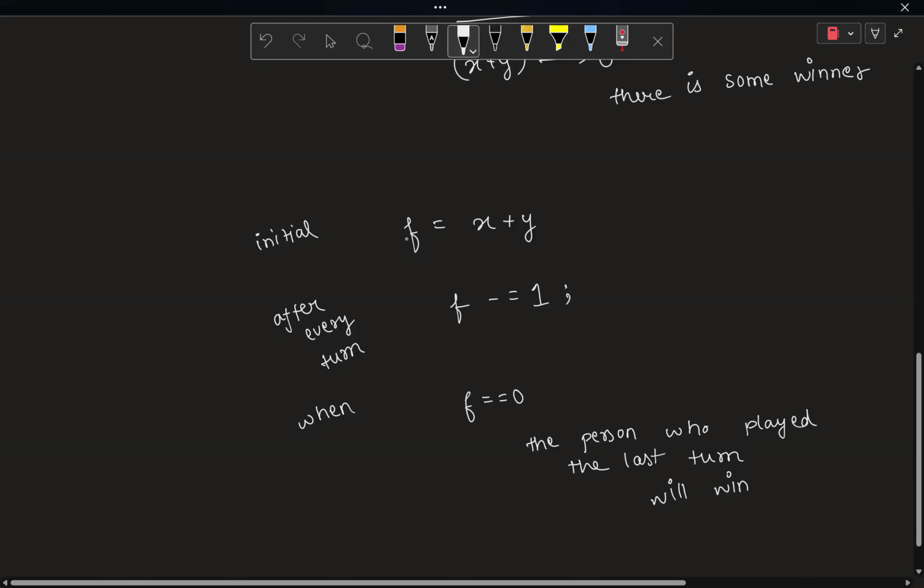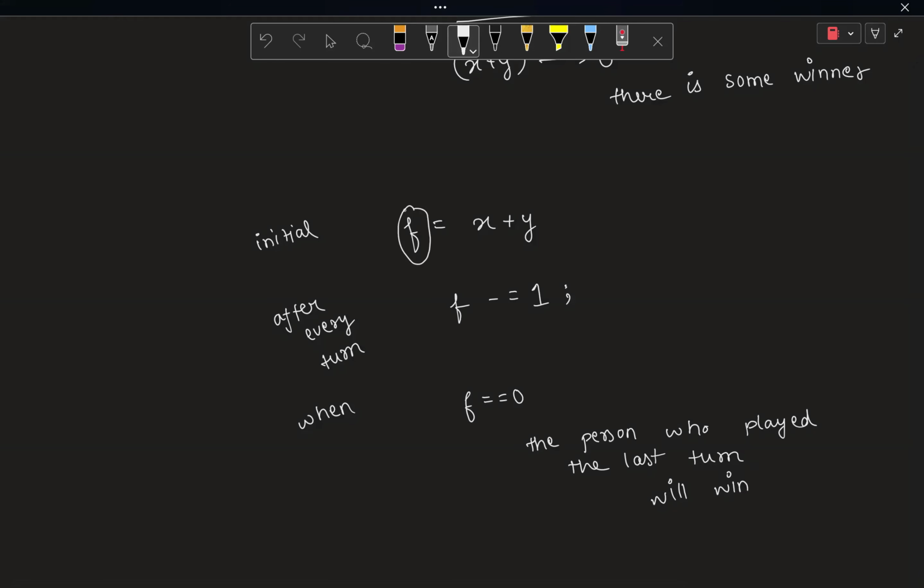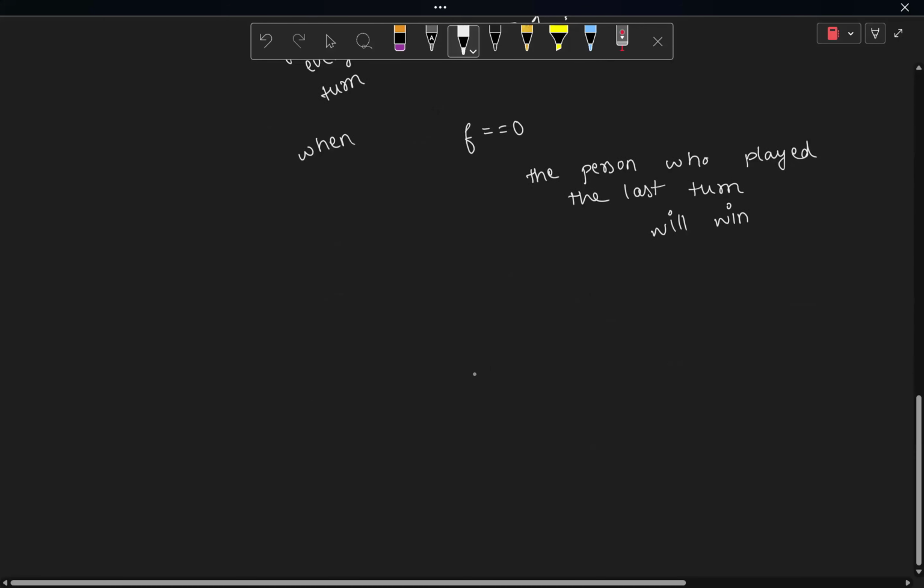So if we already know the value of f, it doesn't matter in which way the two players play. The answer is always going to be the same. The winner is always going to be the same.